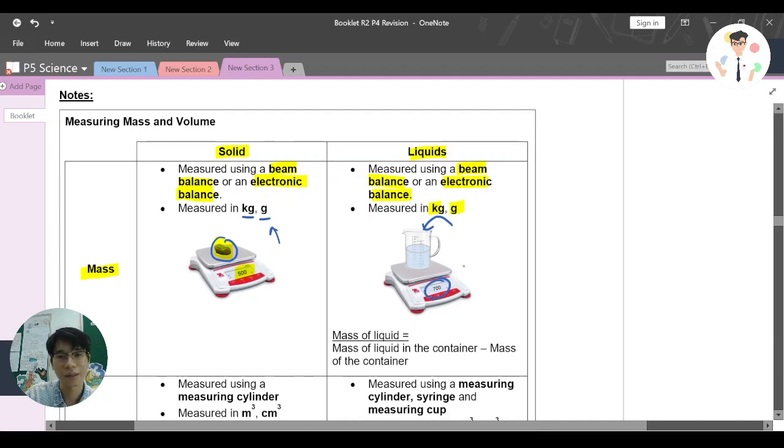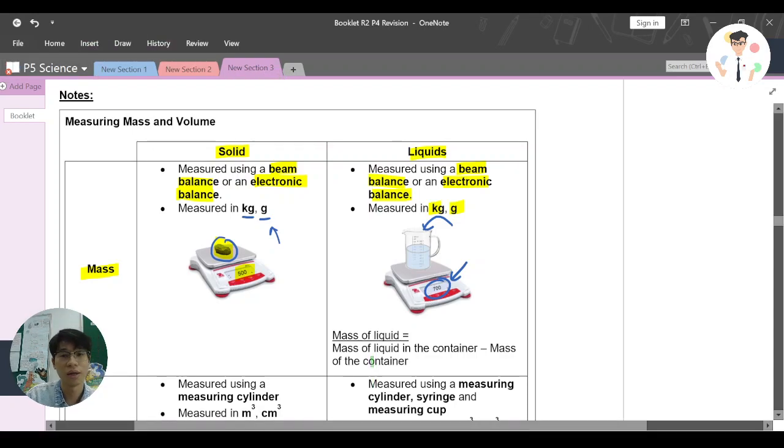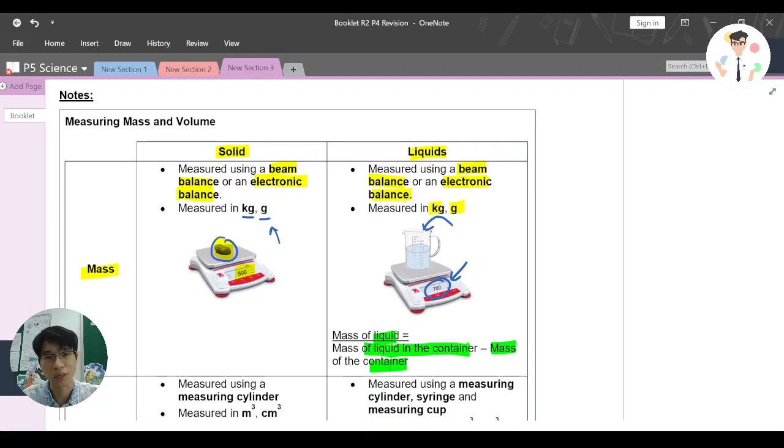But this actually shows what? The cup and the water, so it's not only the liquid. So you also need to measure the mass of the container and subtract. As you can see here, I have given you this formula. Mass of the liquid is the mass of the liquid in the container, meaning both items, then you subtract the mass of the container. So that's basically how we calculate the mass of solid and liquid.